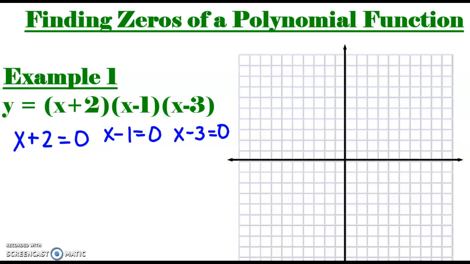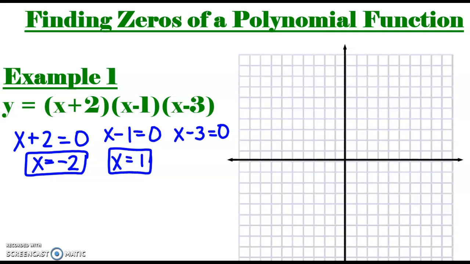So x plus 2 gives us an answer of negative 2. X minus 1, we get positive 1. And x minus 3, we get positive 3. So this means that we are crossing the x-axis at negative 2, at positive 1, and at positive 3. All right, so then to do the graph by hand, we can also consider the end behavior.